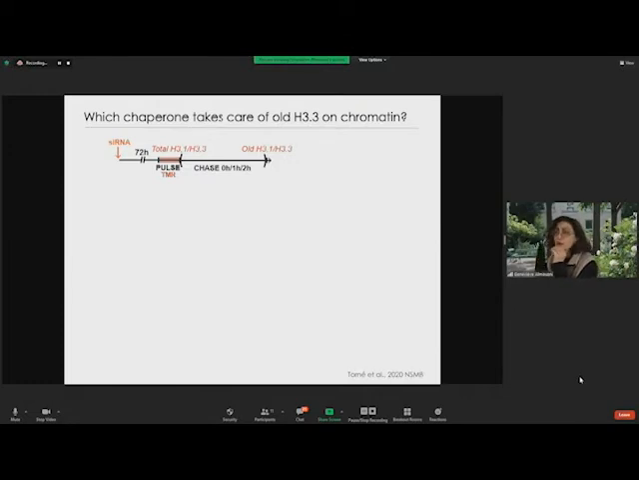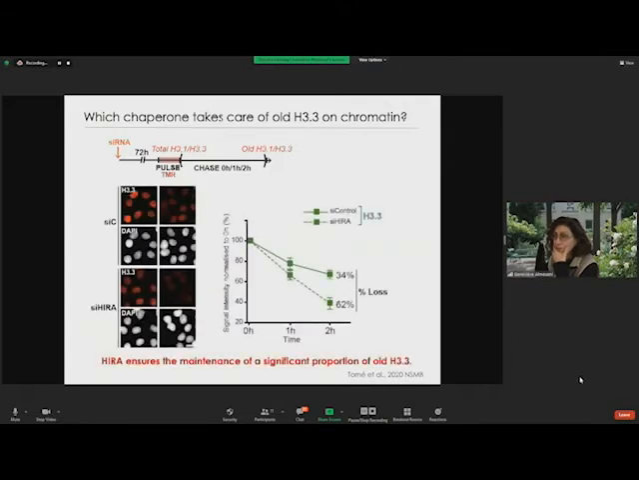Using the same type of assay, we can interfere with a chaperone that could potentially be involved with siRNA. Here we did that for the HIRA chaperone. And what we could see is that when we deplete HIRA, we diminish the loss of H3.3 in the context of transcription. So clearly, HIRA ensures the maintenance of a significant proportion of old H3.3.